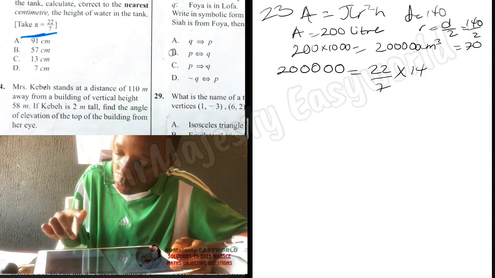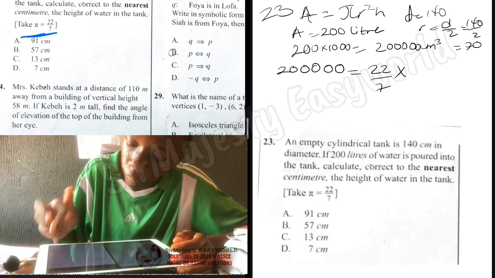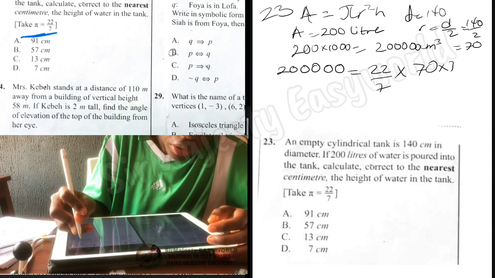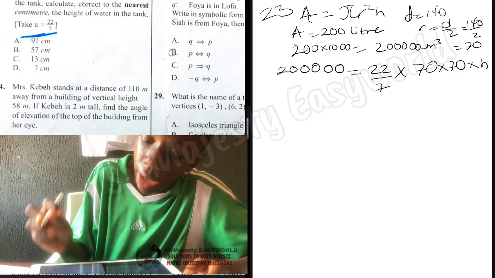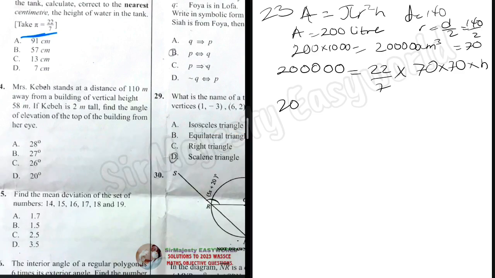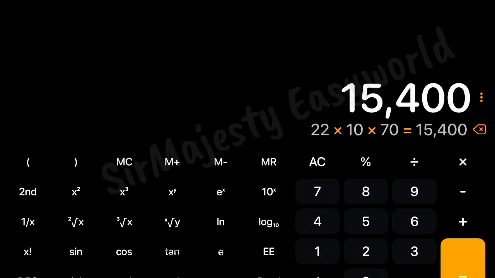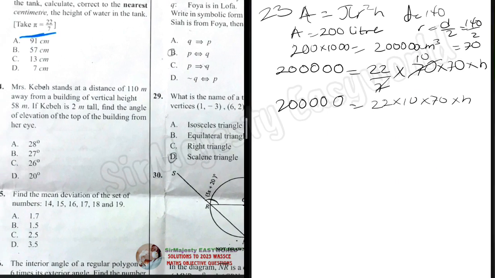That's 70. So times another 70 again, multiplied by the height according to the formula. So 200,000 is equal to 22 multiplied by 10 multiplied by 70 times h. So 22 times 10 times 70 will give us 15,400.